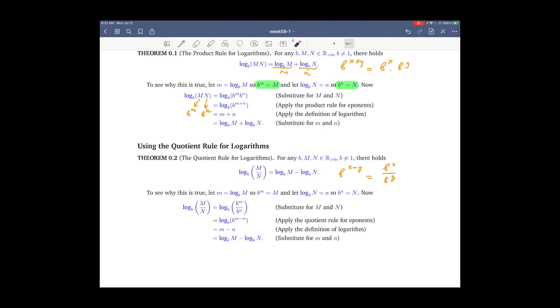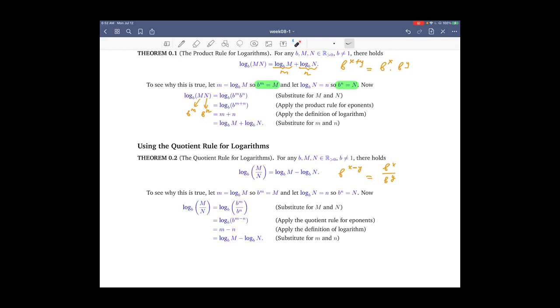So the rule is this. The exponential function turns differences into quotients. The logarithmic function turns quotients into differences. Log of a quotient is the difference of logs. The explanation or the proof is very much similar to the proof we gave above.